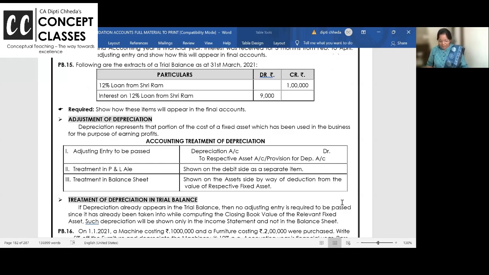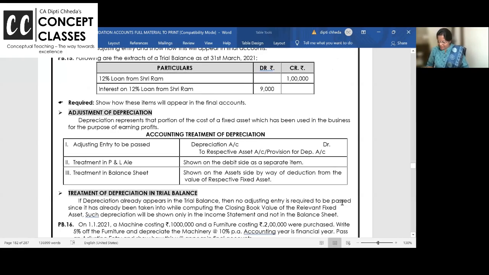Yeah, 15 problem little extended, but it's nice. Let us do it. Following are the extracts of trial balance. 12% loan we have taken from RAM, that is 1 lakh. Now interest on 12% loan 9,000, which is wrong. 12% के हिसाब से 12,000 लोन आना चाहिए. So now in this problem you decide whether there is any outstanding or prepaid or what.